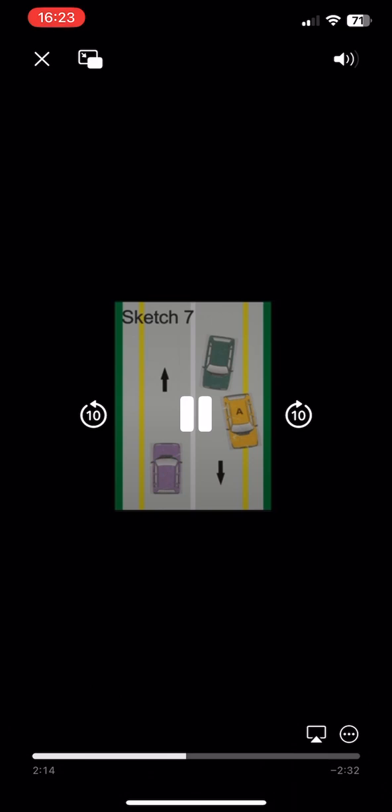Sketch number 7, you see what car A is doing there. It's moving over to the left of the yellow line. It's going to drive on the shoulder of the road. That is legal. You can only do it during the day if you want another vehicle to pass and the visibility is good for 150 meters. You cannot drive there anytime, because anytime means at night as well. You cannot drive there at night.